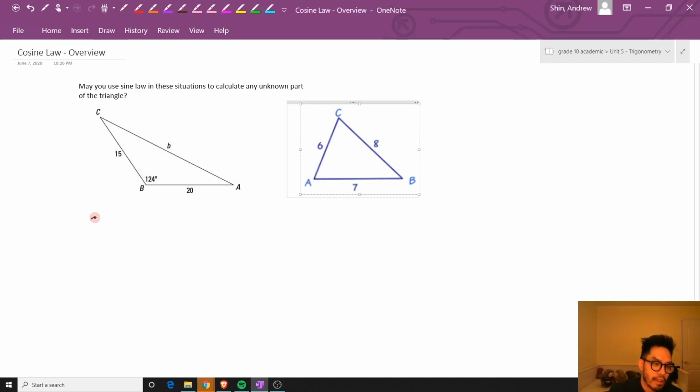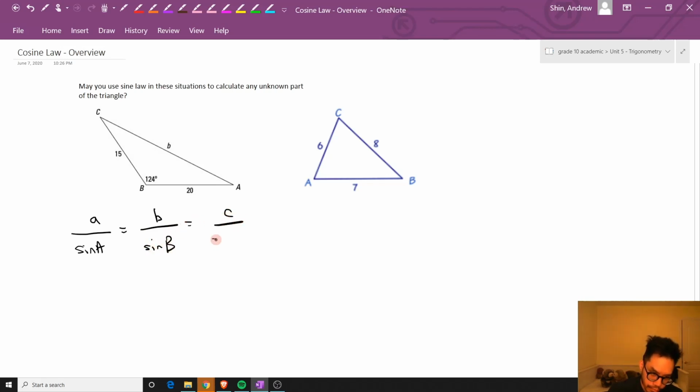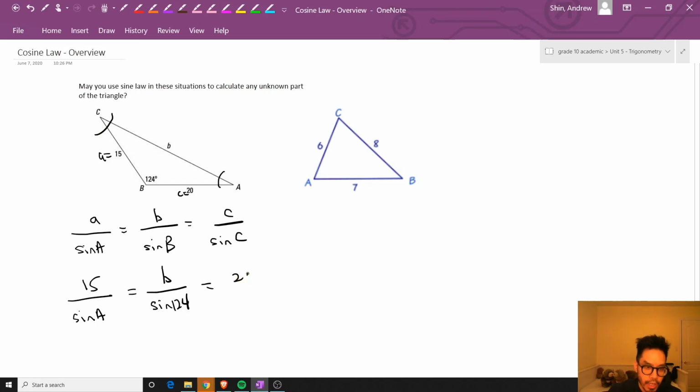Sine law is a over sine A, b over sine B, and c over sine C. And let's plug in what we know. We know angle B. Great. So let's write that in. Angle B is 124. Side b we do not know. Angle A we do not know. But we do know side a. Remember, across from angle A is side a. Across from angle C is side c. And so side c is going to be 20. And angle C is unknown.